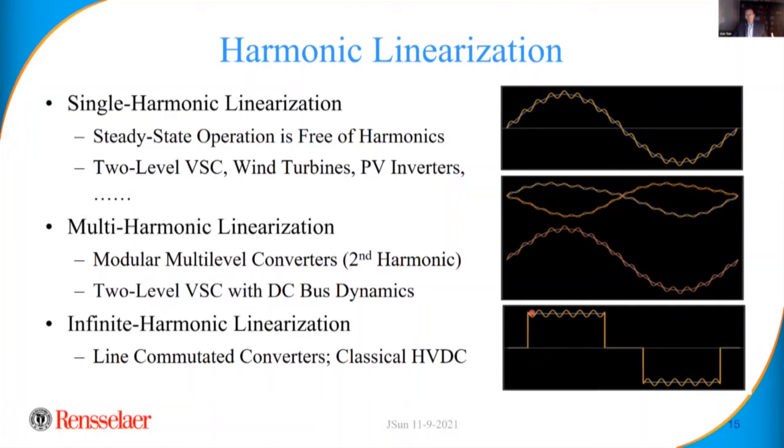If you ignore the commutation, ignore the ripple, then the phase current is a square wave. So that's essentially the steady state. And if you look at it in the frequency domain, that square wave has an infinite number of harmonics. Right? So to account for that, we need to consider the square wave type of trajectory instead of just a few harmonics. And the corresponding method is called infinite harmonic linearization.